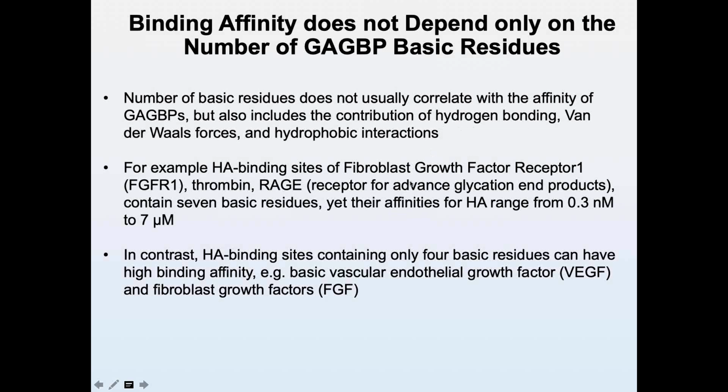Now, for example, if we look at the fibroblast growth factor receptor 1, FGFR1, thrombin, these proteins contain how many basic residues? 7, as much as 7. However, they don't have the same affinity with heparin. They range from 0.3 nanomolar to 7 micromolar. So it's not the number of basic residues that dictates the binding affinity. It's rather, as you will see later, how many of them are actually involved in the interaction.